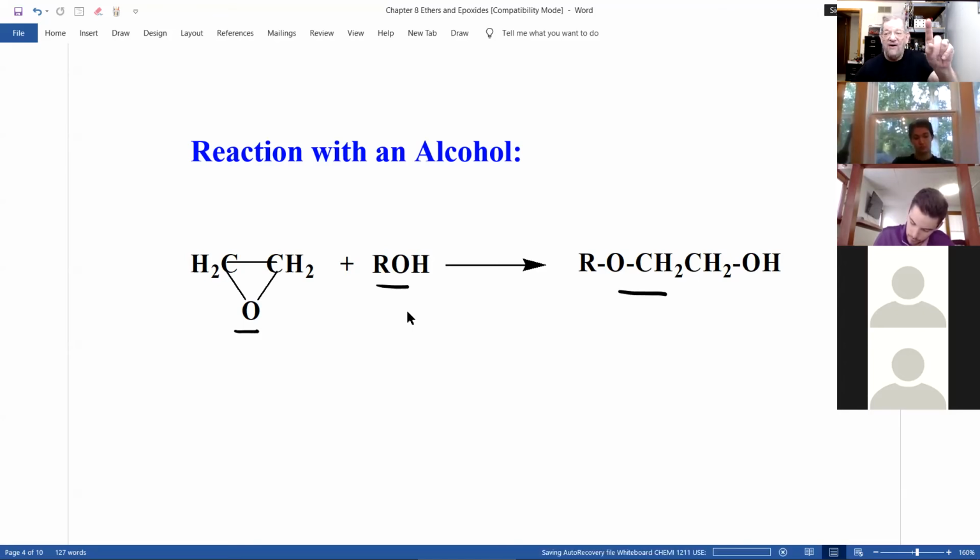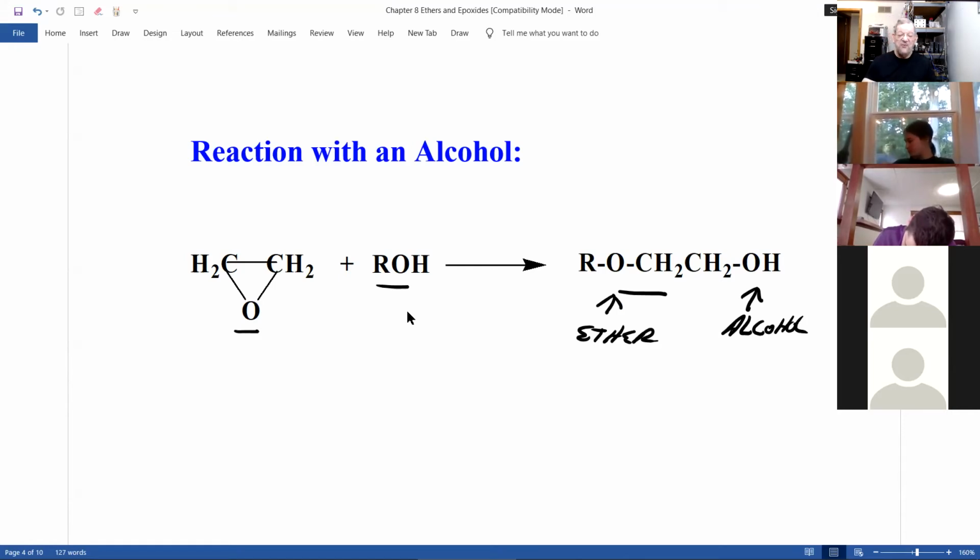Notice there's not one, but 2 functional groups. Here I have an ether, and here I have an alcohol. So you make this new molecule that has both an ether and an alcohol in it. And it turns out those ether alcohols, depending on what size R is, are quite useful and used in your daily life. So let's get to work.